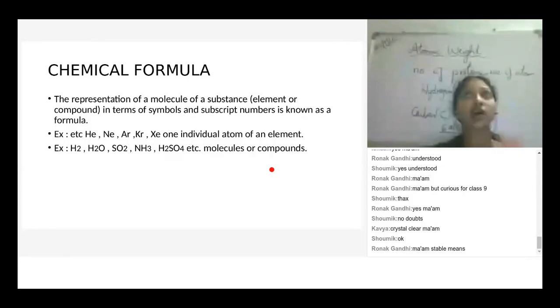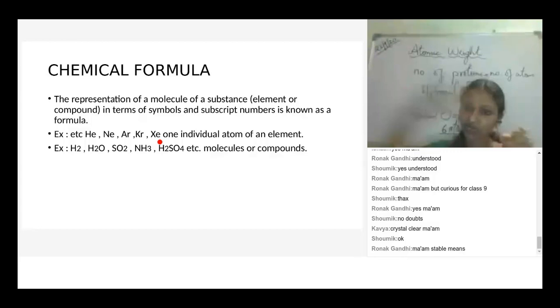In the atmosphere also. But H2O appears in many chemical formulas. That's why it's not stable; it forms molecules and compounds. That's what I'm saying. The above elements, these examples, are one individual atom of an element. That means they are stable. They won't combine with their own element or any other element.